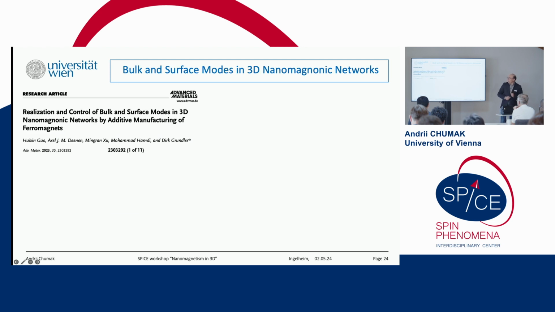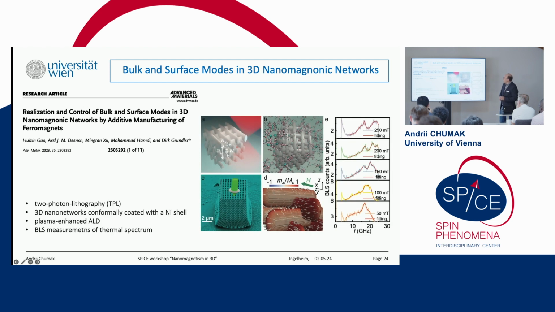Okay, now let me go to what's going on in the field. First I would like to refer to this paper of Dirk Grundler, 2023. What he did was use two-photon lithography, and then, as he quoted, coat this resist with a nickel shell using plasma-enhanced atomic layer deposition. This study was also presented yesterday on a poster. Afterwards, they measured the thermal spectrum of spin waves using Brillouin light scattering.